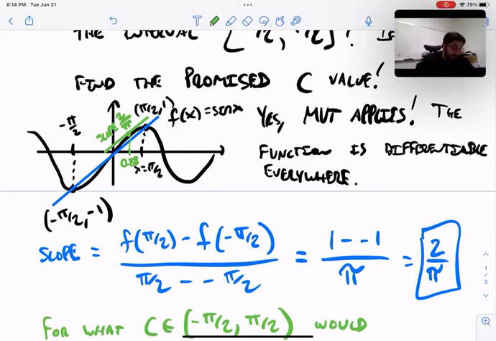Now, one thing you can see here that's kind of interesting is that graphically you could probably guess there is another solution to this. There's more than one valid C value. That's fine. The mean value theorem just says that such a C will exist. It doesn't say that only one C can exist. There could be more, 2 C's or 3 C's or probably many C's, depending on the interval.